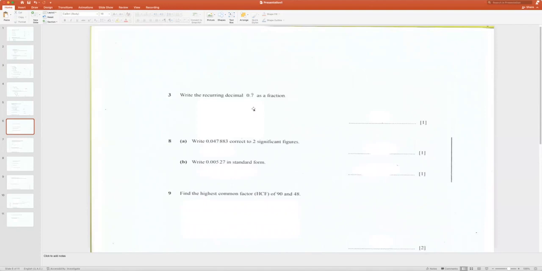Write the recurring decimal 0.7 as a fraction. So here we have to multiply by 10. So x equals 0.7. Then we multiply by 10, so 10x equals 7.7. Then subtract these two. So 10x minus x is 9x, and this recurring part is cancelled. Then 7 is the answer. So x equals 7 over 9.